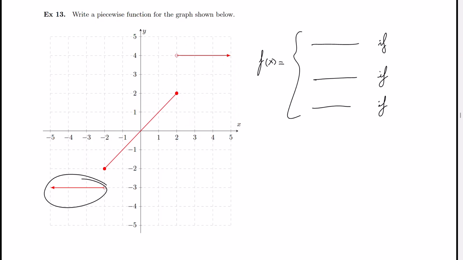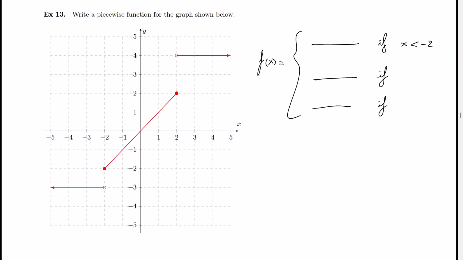So the first graph on the far left ends at the point where x would be -2. So I know that this is going to be true if x is less than -2. I know it's going to be less than, not less than or equal to, because the point there is an open point. So the first graph of this line does not include the point at the border, and the border, remember, is the point -2 on the x-axis.